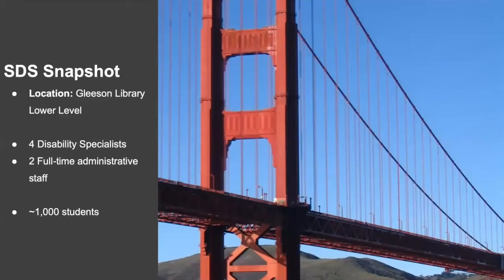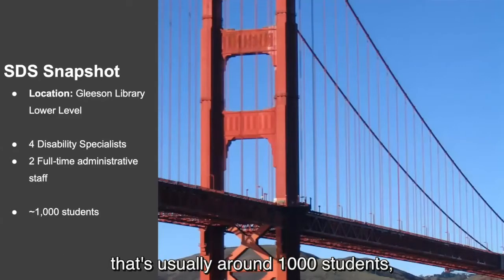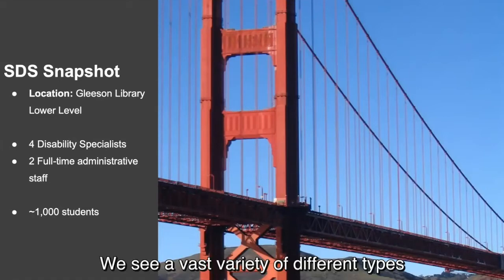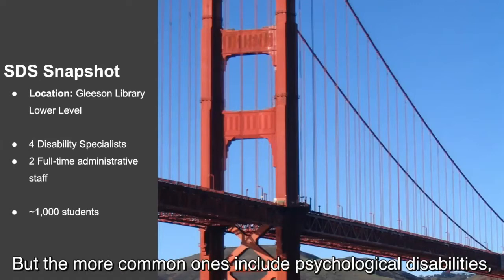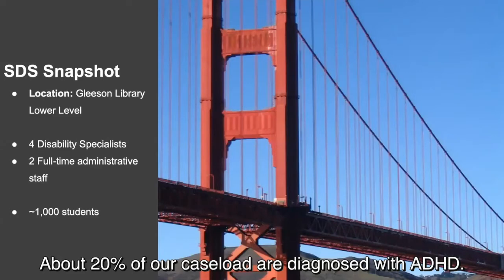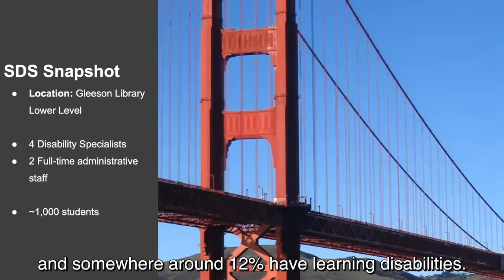SDS serves about 10% of the student population, which usually is around 1,000 students, both graduate and undergraduate students. We see a vast variety of different types of disabilities. But the more common ones include psychological disabilities, which make up about 35% of our 1,000 students. About 20% of our caseload are diagnosed with ADHD. About 14% have chronic health conditions, and somewhere around 12% have learning disabilities.